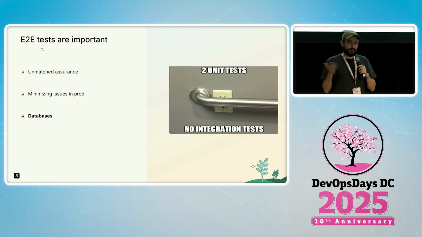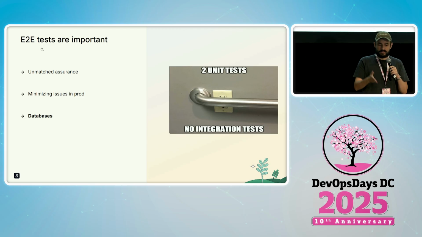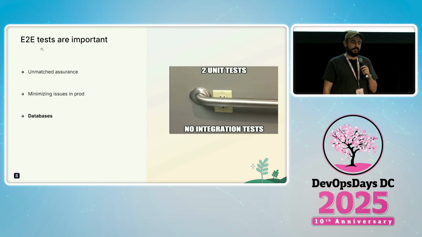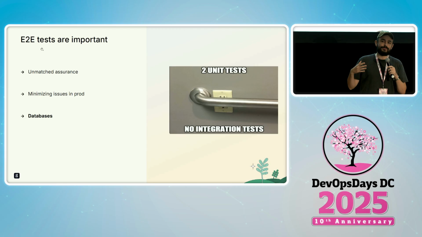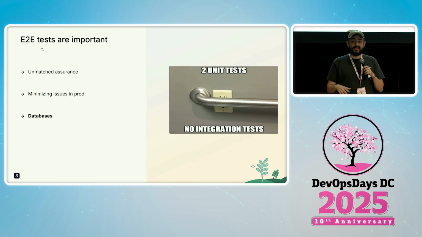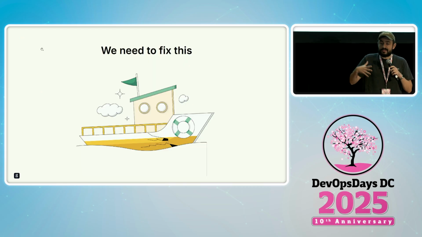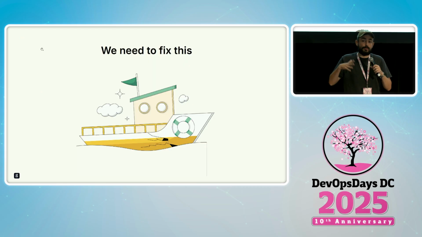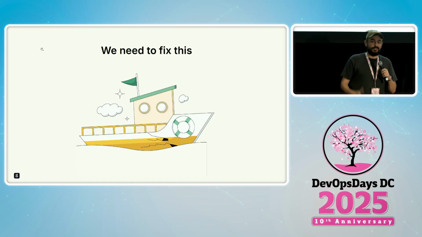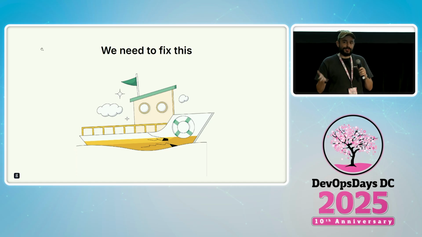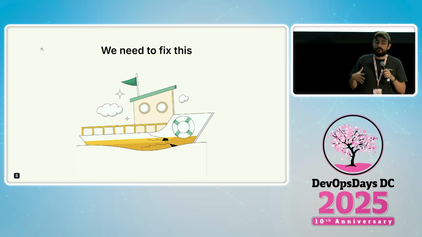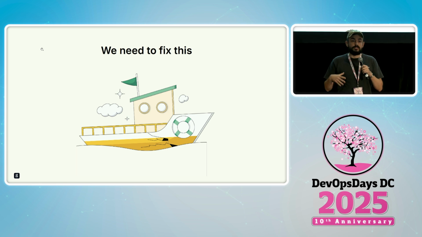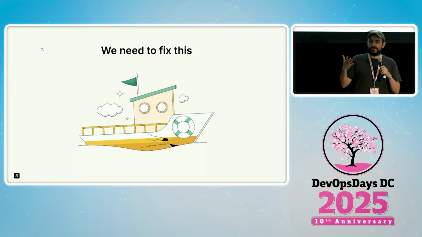But they are important, right? Because if we do only integration and unit tests, then we end up with a solution that looks like this. And E2E tests really give us unmatched assurance. It's actually the first time we're meeting our databases with organic data, or somewhat close to it. We really need to fix this issue. We need to make sure that E2E tests are easy to run, fun to run, and that everybody can adopt them.